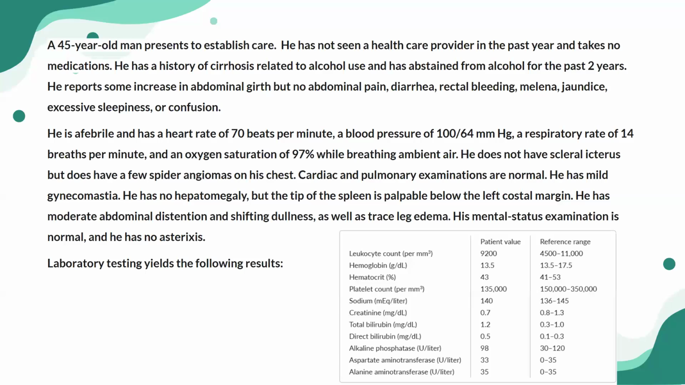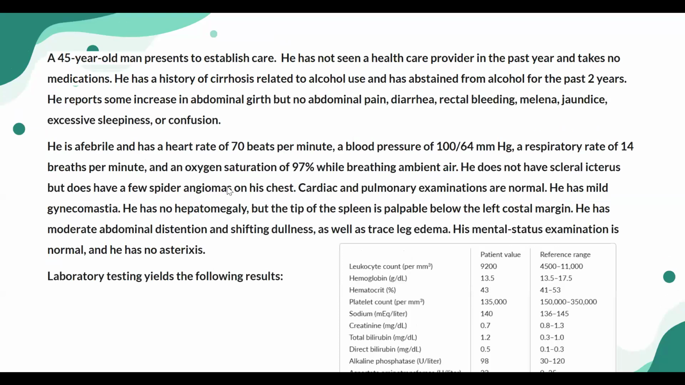Estrogen is usually metabolized in the liver, and if there's any sort of liver failure or liver cirrhosis, the estrogen does not get metabolized, and because of that, you're going to have spider angiomas, you might have palmar erythema, gynecomastia, etc. Cardiac and pulmonary examination was normal. He has mild gynecomastia, there you go. And he has no hepatomegaly, but the tip of his spleen is palpable below the costal margin. He has moderate abdominal distension and shifting dullness, which again is classic for ascites, as well as leg edema. His mental status examination is normal and there is no asterixis.